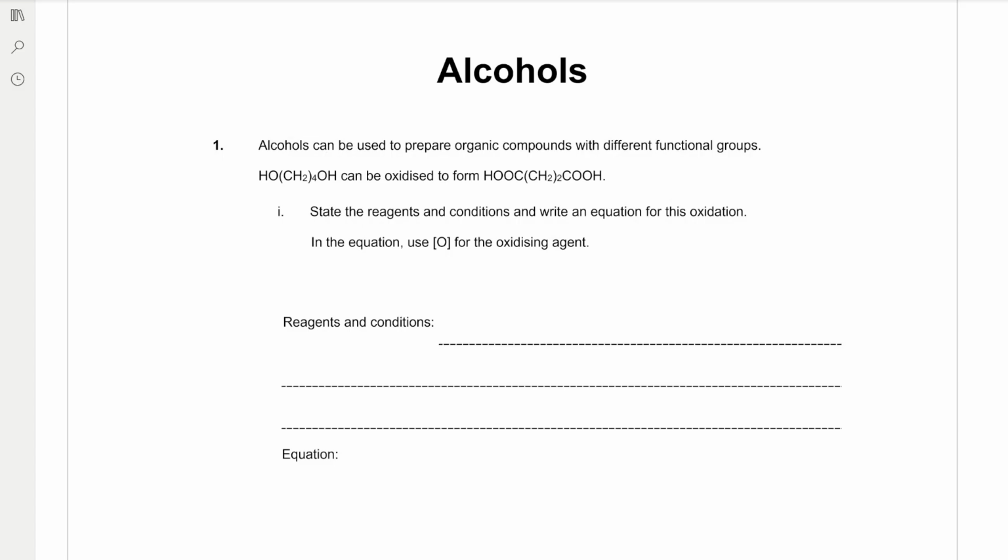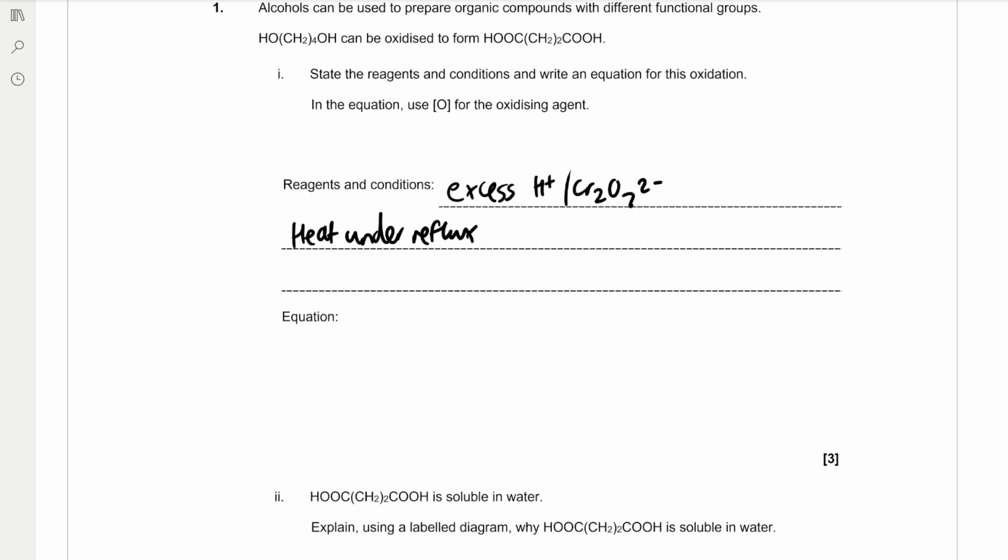So the reagents and conditions: we have a primary alcohol and we need to form a carboxylic acid. So that's going to require full oxidation of the primary alcohol. So we're going to need excess acidified potassium dichromate, which is the oxidizing agent, and then we need to heat under reflux. If you are trying to just make an aldehyde, then you need to distill immediately in order to prevent further oxidation. Then in our equation we need to use structural formulae to write out the equation.